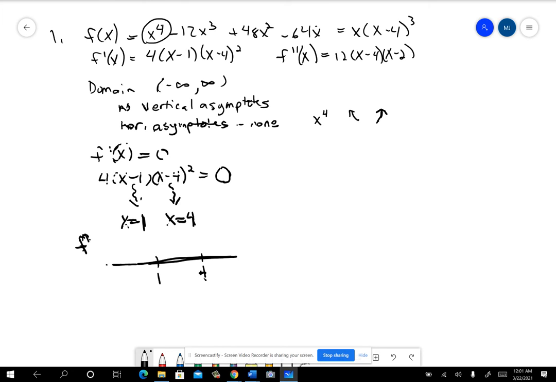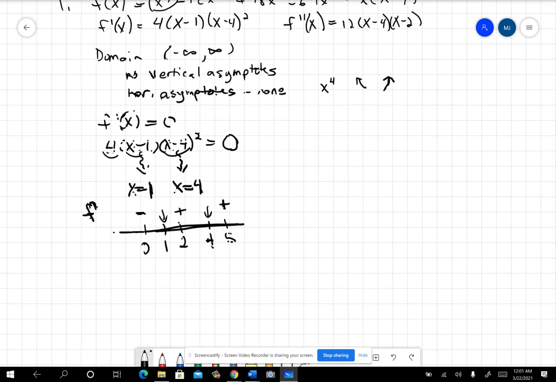So f prime: these are the critical points right here. If I'm at 0 as a test point, looking at the factored form, I would have positive, negative, and this would be negative squared, which would be positive. So it'll be negative there. If I'm in between 1 and 4, like at 2, this would be positive, positive, and this would be negative but squared, which would also be positive. And if I'm over there at 5, I'll have positive, positive, positive. So this would be positive.